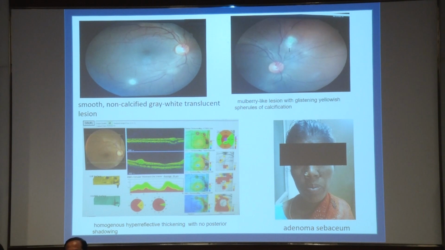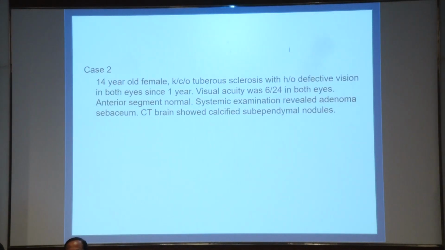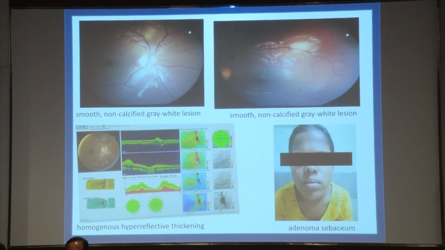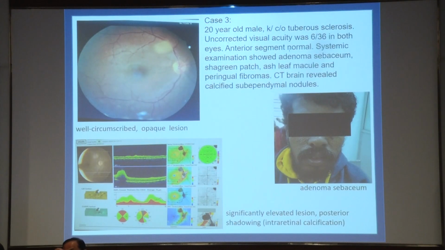OCT of the right eye showed hyperreflective thickening of the retinal nerve fiber layer. This is suggestive of a type 1 lesion in the right eye and a type 2 in the left eye. The second case was a 14-year-old female who was diagnosed with tuberous sclerosis. Fundus showed smooth, non-calcified gray-white lesions in both eyes, and OCT showed homogeneous hyperreflective dome-shaped thickening.